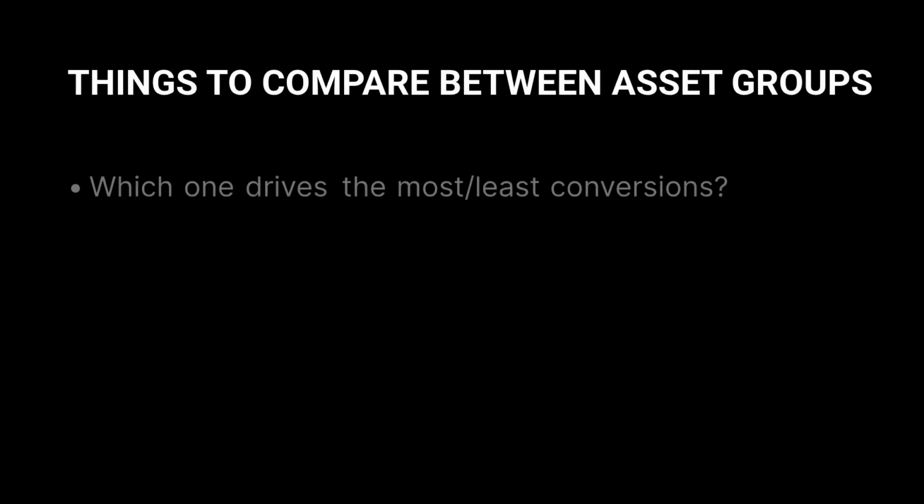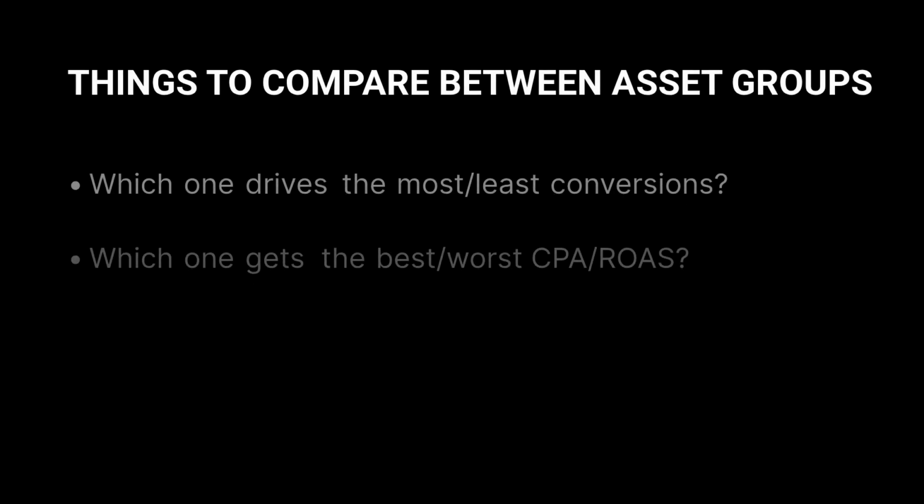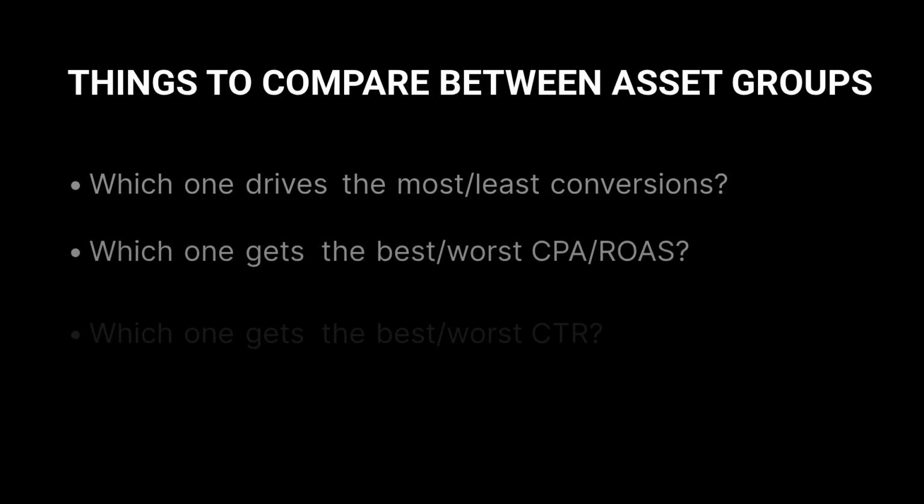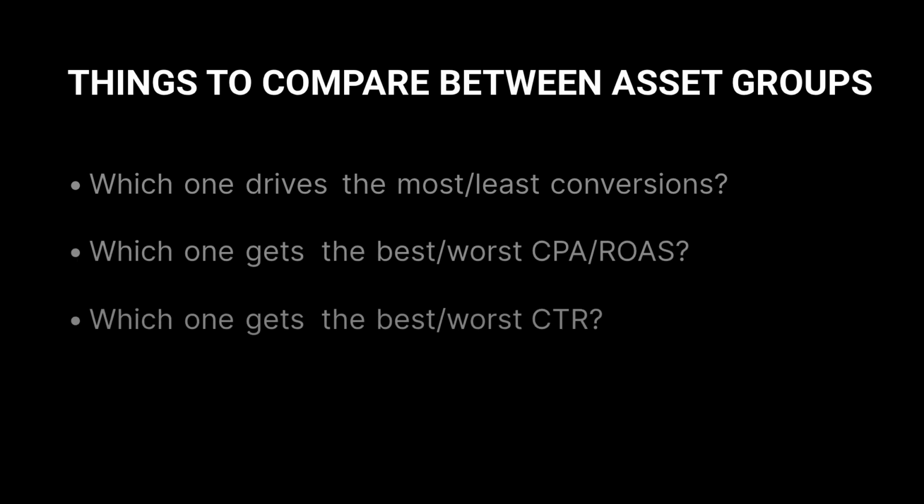Compare these metrics between your asset groups. Which groups are getting the most and least sales? Which groups are having best and worst CPA or ROAS? And which groups are getting best and worst click-through rate? What you do with this information depends on how you've set up your asset groups in the first place. Different types of products, different types of customers via audience signals, different assets, text, pictures and videos versus feed only. This report helps you understand which approach works best.